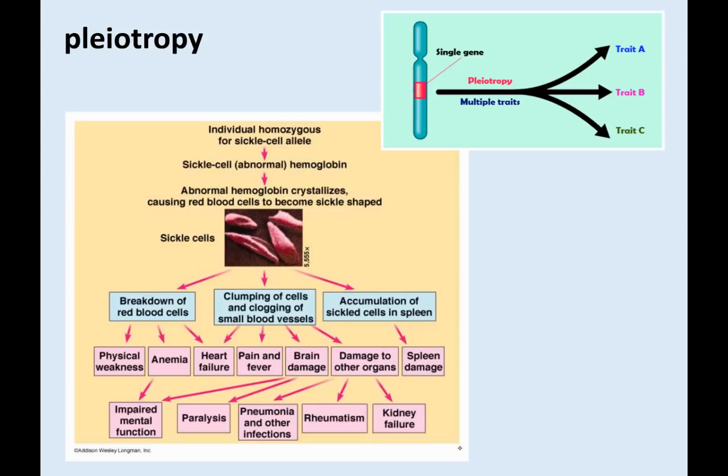All right, one more term, pleiotropy. Pleiotropy to me is kind of the opposite of polygenic, and this means that one gene affects many traits. So, again, this is common for a lot of our traits.